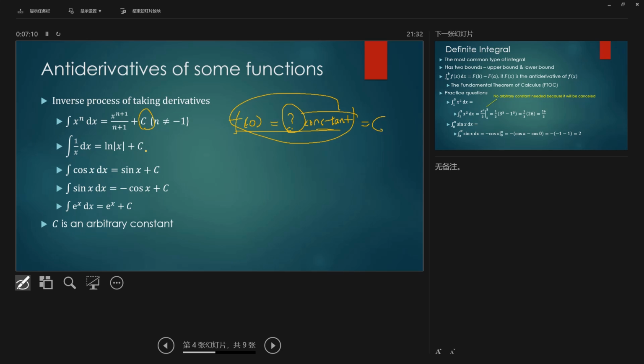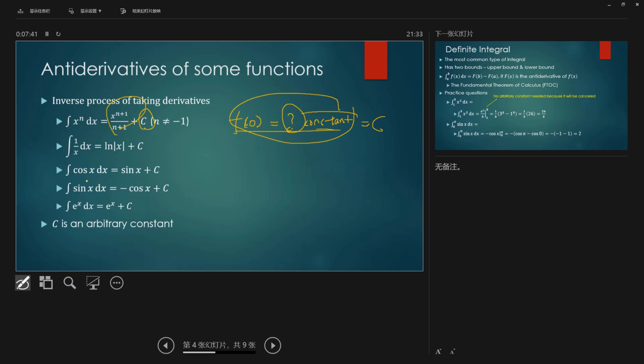This one is equal to c actually. I don't mind. So basically, we just need to remember the first thing here, and for some special questions, don't forget to add c. Okay, so in most situations we don't have to add c because they didn't give us a c. Okay, so for the second one, the integral of 1 over x dx is equal to the natural log of the absolute value of x, of course, plus c.